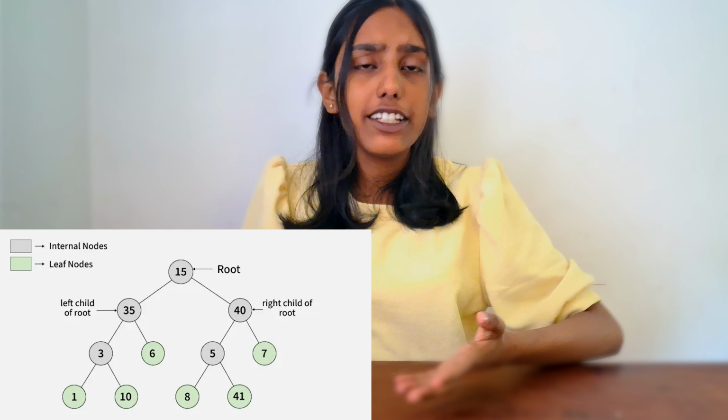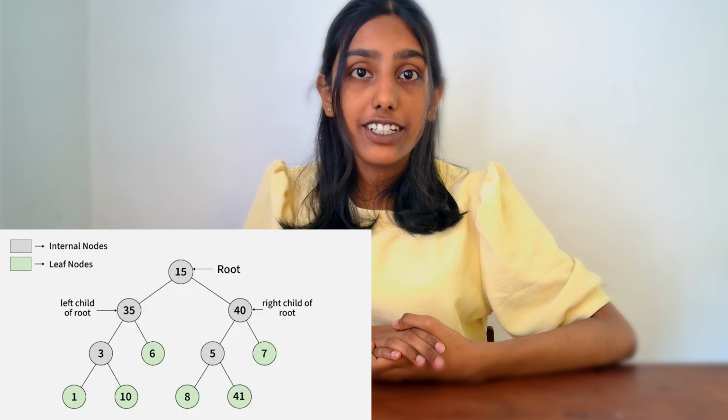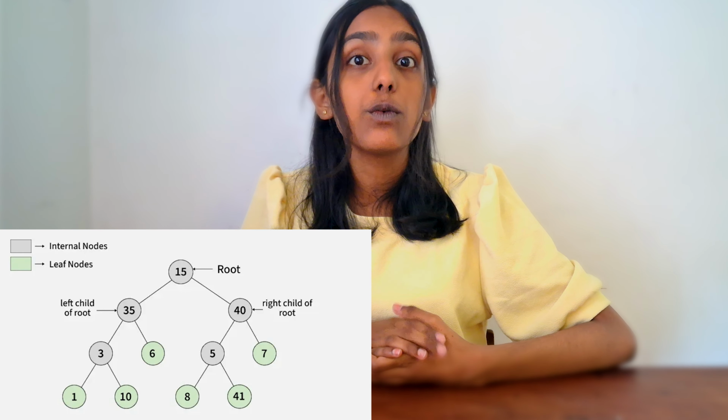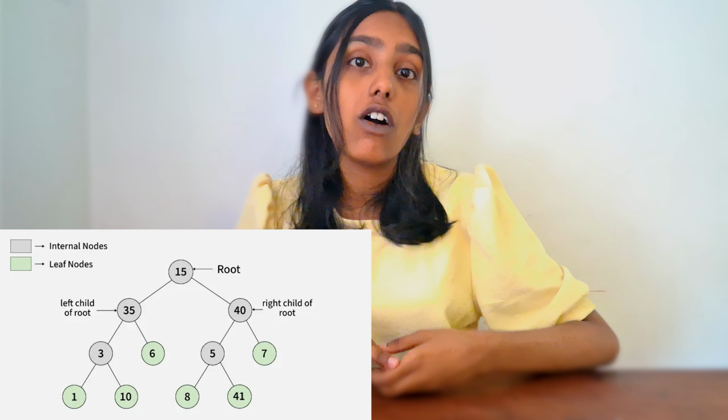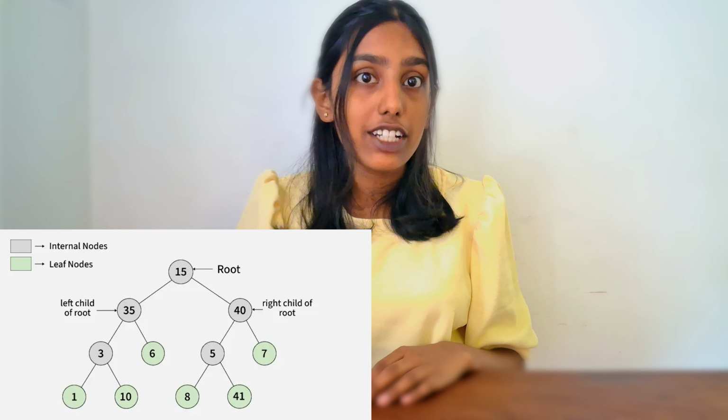So what is a binary tree? A binary tree is a data structure in which each node has a maximum of two children, called the left child and the right child. A tree traversal is visiting every node of a binary tree exactly once in a specific order. Depending on when we visit the root node, we get different traversals.